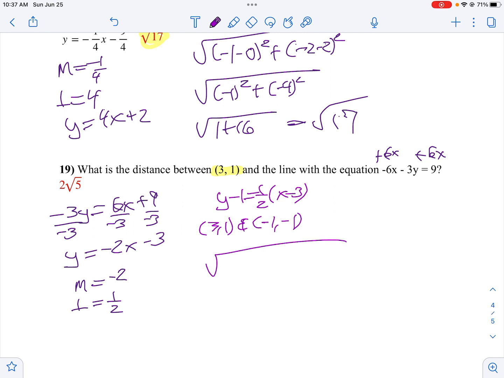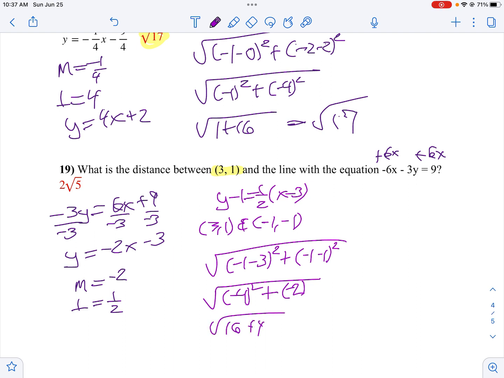Now I'm going to go through that whole rigmarole that I did before. So I'm going to go negative 1 minus 3 squared plus negative 1 minus 1 squared. Negative 1 minus 3 is negative 4 squared. Negative 1 minus 1 is negative 2 squared. Then I get 16 plus 4. I get the square root of 20. Now the square root of 20 is the correct answer. But I want you to simplify it.